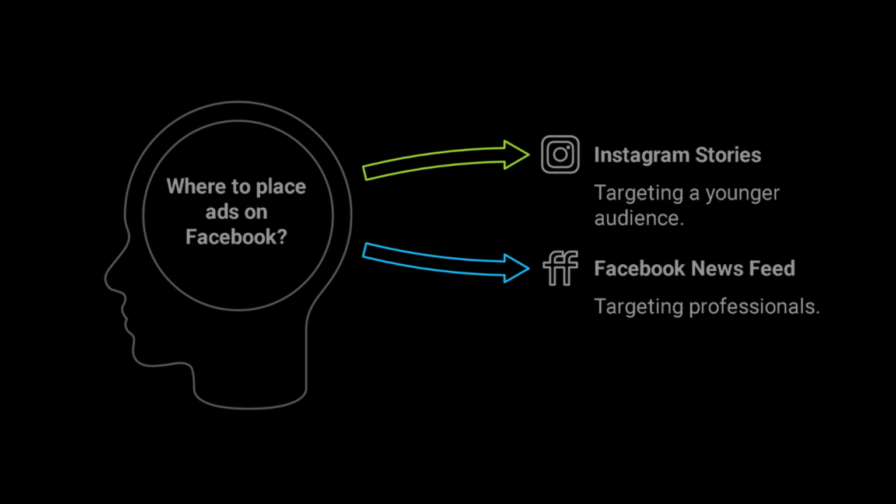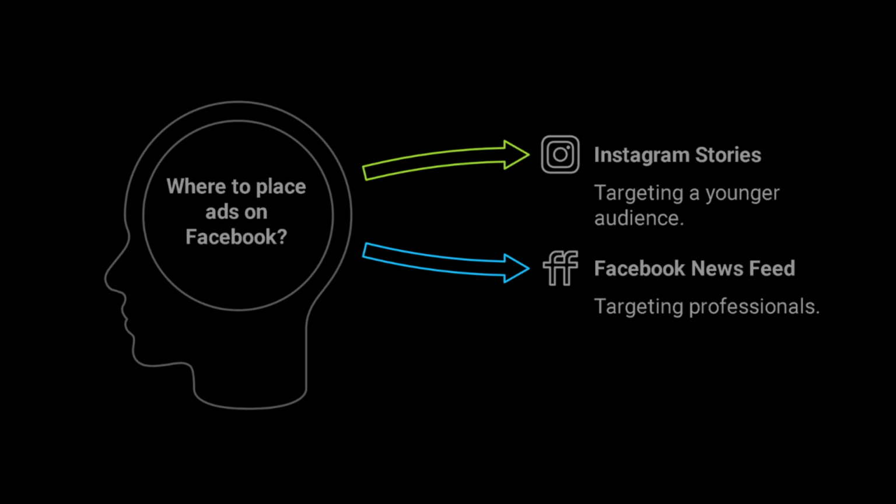9. Ad placement. Where to show your ads. While targeting is critical, ad placement also plays a significant role in your campaign's success. Facebook offers several placement options, including the news feed, Instagram stories, and the right column. Consider where your target audience is most likely to engage with your content. For example, if you're targeting a younger audience, Instagram stories may be the best placement option. Conversely, if you're targeting professionals, the Facebook news feed might yield better results.